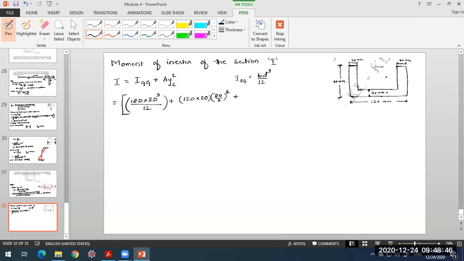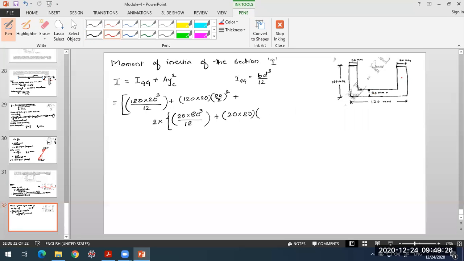Plus, what I have is another two areas. So 2 into, what we'll do is directly 2 into, what is the width? 20 mm. 20 into 80 cube. The depth of those two webs, or these two lips of the channels, will come out to be 80. That is, this 100 minus this 20, divided by 12, b·d³/12, plus A, 20 into 80, into yc square. What is this yc now?